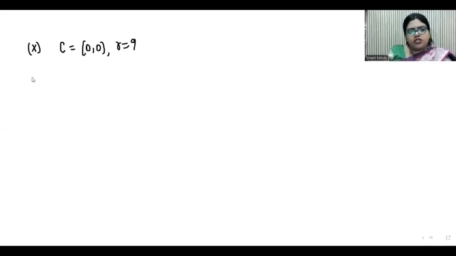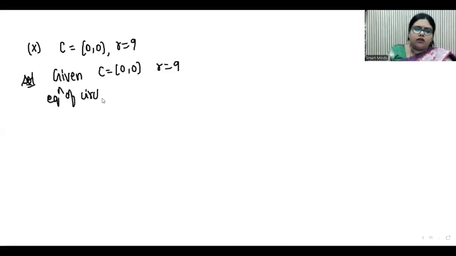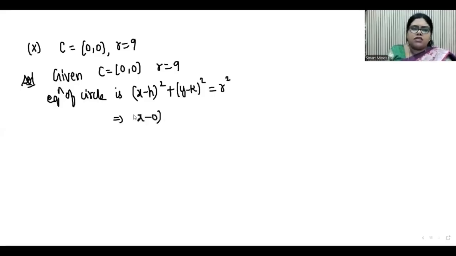Take the next question. Given center is (0, 0), radius is 9. So what is the equation of a circle when center and radius are given? It is (x minus h) whole square plus (y minus k) whole square equals r square. So (x minus 0) whole square plus (y minus 0) whole square equals 9 square.